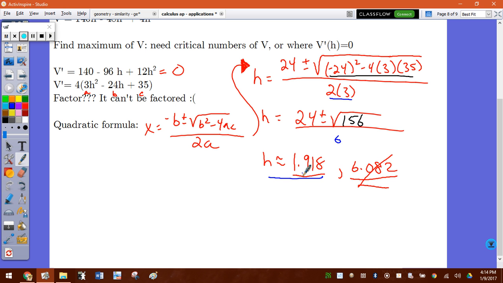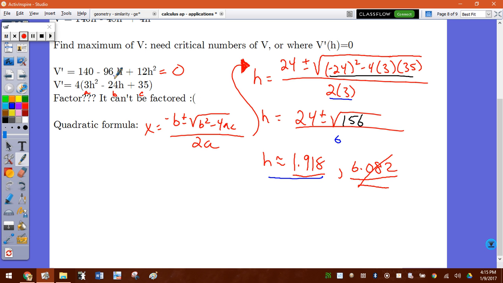If I plug in 1, which is less than this, right, so I'm not doing the full number line, but just kind of working our way through it, I should get an increasing or positive increase in V, or positive V prime when I plug 1 in. So 140 take away 96 plus 12, I believe will indeed be positive. I'm not taking away a whole lot, and I'm adding some more. So that's going to be positive.